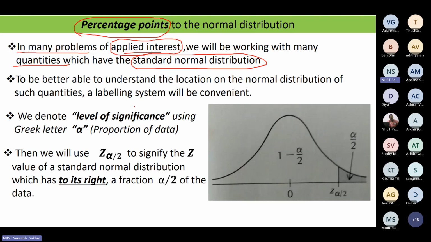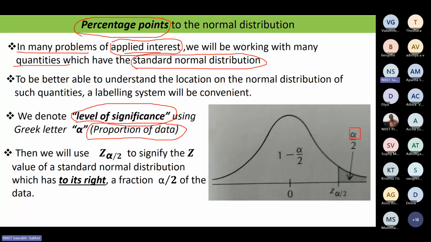Here you can see I have given one particular word. It is a Greek word, known as alpha. We call it alpha. So we will denote level of significance by alpha. And when I say alpha, it means the proportion of data in the standard normal distribution. Level of significance, or proportion of data in the standard normal distribution, we will denote by alpha.